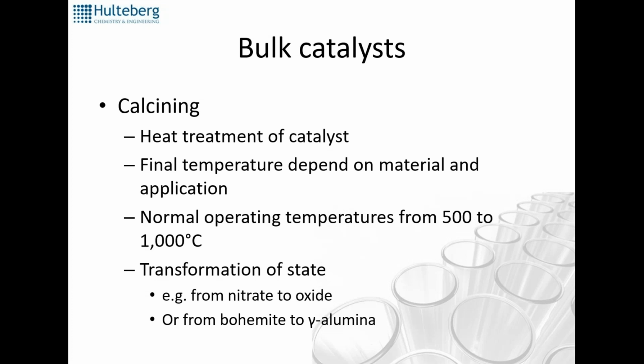But the key thing in calcination is that you have this transformation of state, that you start, for instance, with a nitrate and you form an oxide, or you start with a boehmite, which is an alumina species with hydroxide, and you form another phase. So the boehmite hydroxide goes into a gamma alumina, for instance, which is one of the crystal forms of aluminium oxide.